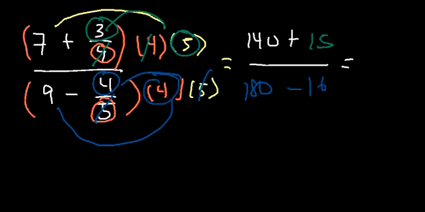So 140 plus 15, that is 155. And 180 minus 16 is 164. And it doesn't look like we can really simplify this. At least I don't think so. So I'm going to leave the answer like that.